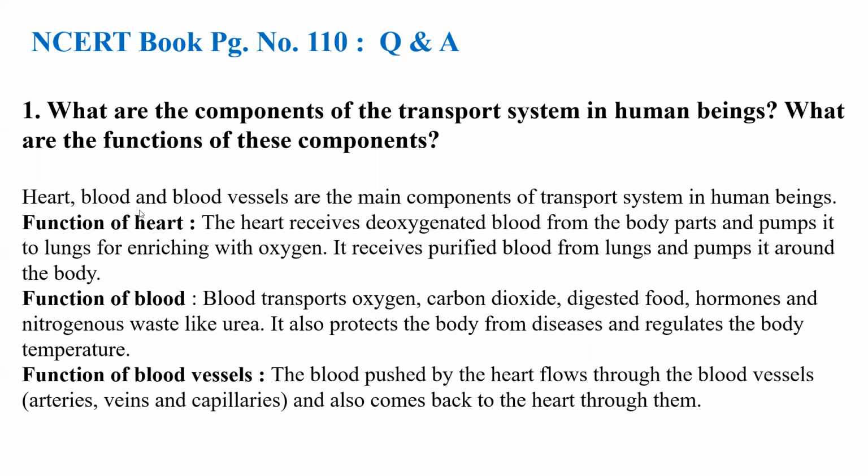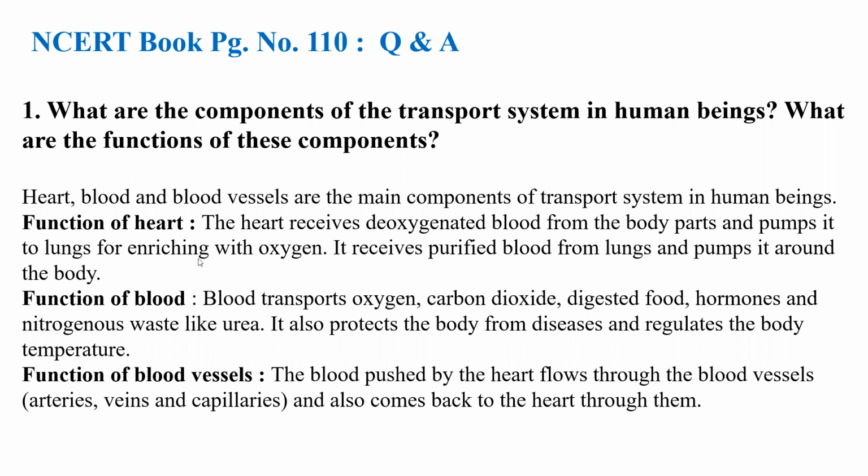Answer: heart and blood vessels are the main components of the transport system in human beings. Function of heart: the heart receives the deoxygenated blood from the body parts and pumps it to lungs for enriching with oxygen. It receives purified blood from lungs and pumps it around the body. Complete that: blood from lungs to heart, heart to body parts, body parts to heart, heart to lungs.